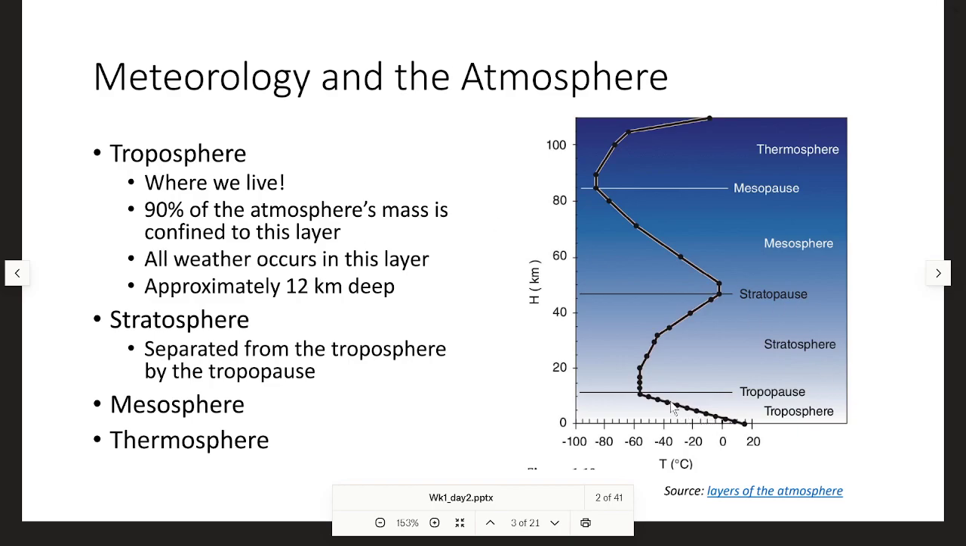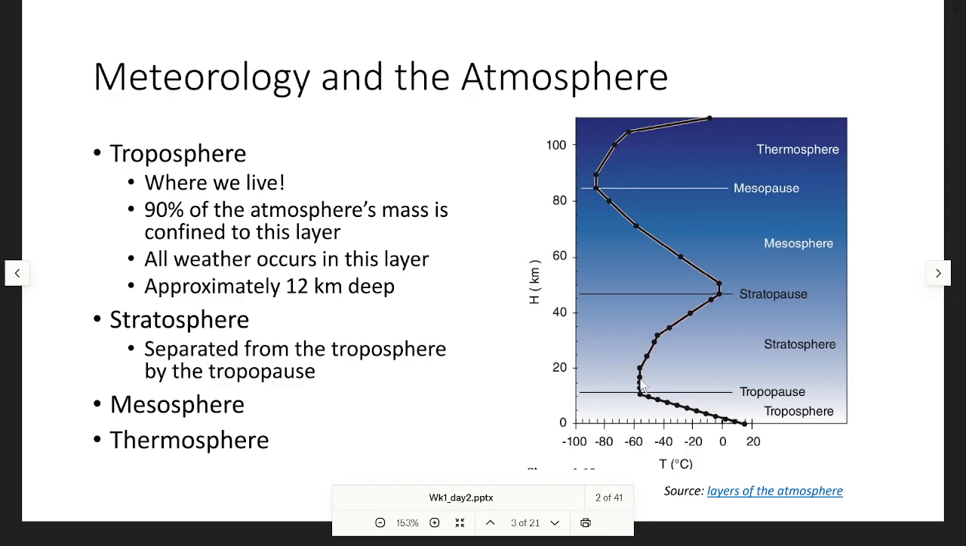Okay, so let's start with the troposphere. You can see this is the bottom part of the atmosphere, it's where we live. However, due to gravity, 90% of the atmosphere's mass is confined within the troposphere. It's where all weather happens. At the tropopause, the temperature starts warming up, and you can't really get clouds to push past that too far. It's approximately 12 kilometers deep.